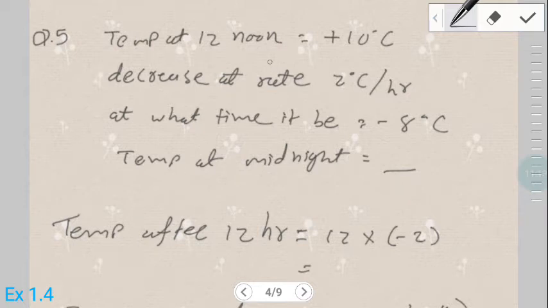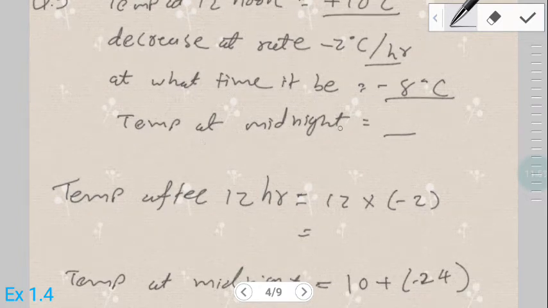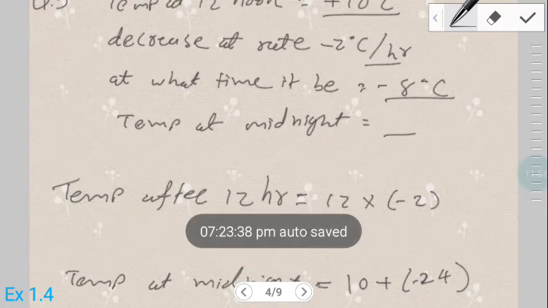So the temperature at 12 noon, that means 10, decreases at the rate of 2 degrees Celsius per hour, that means in 1 hour it decreases by 2 degrees Celsius, that means minus 2. At what time will it be minus 8, that means at what time will the temperature be below the zero, that means minus 8. So we will simply write here minus 8. And what will be the temperature at midnight?